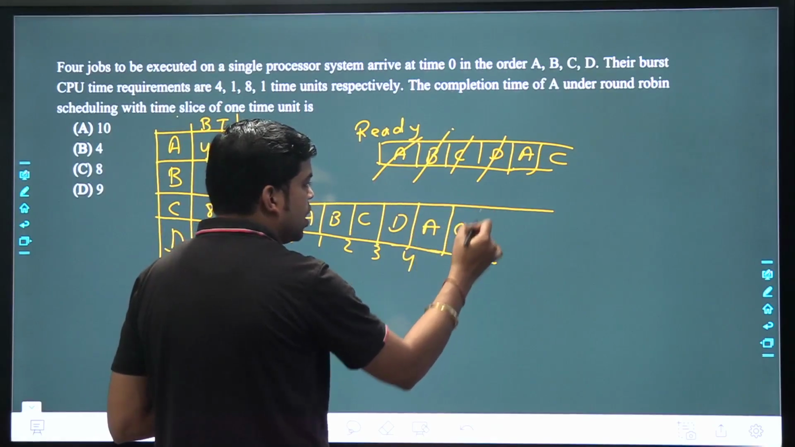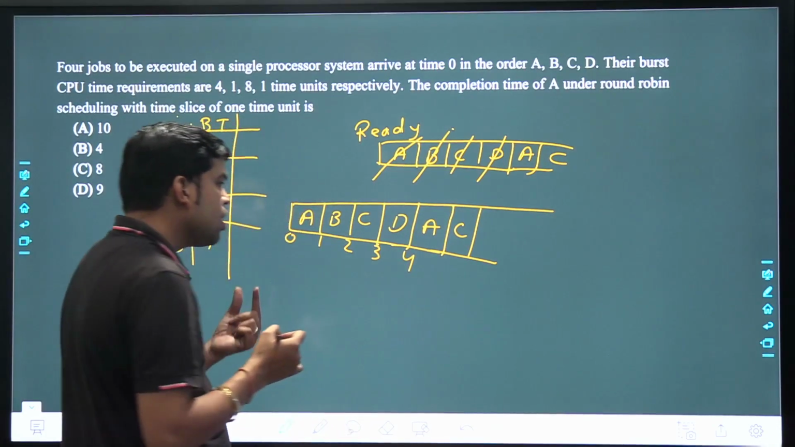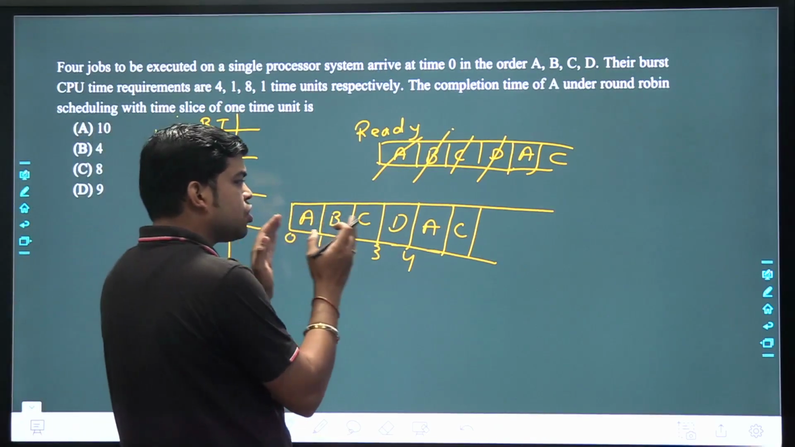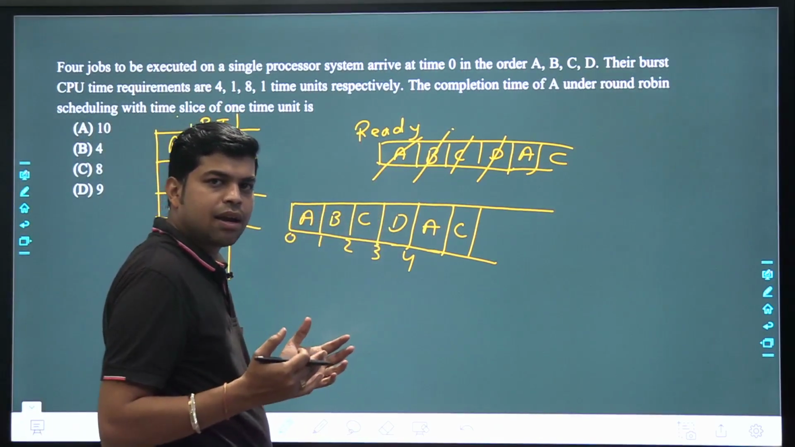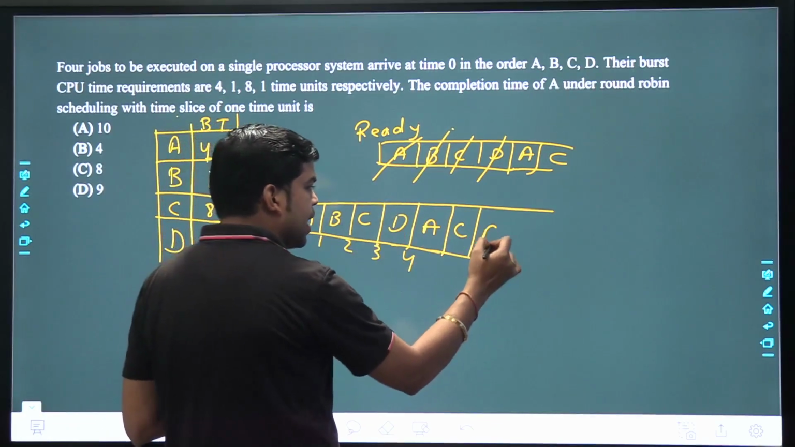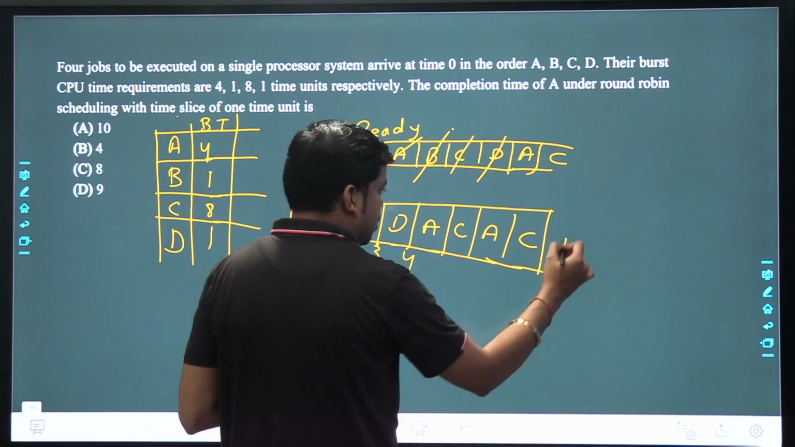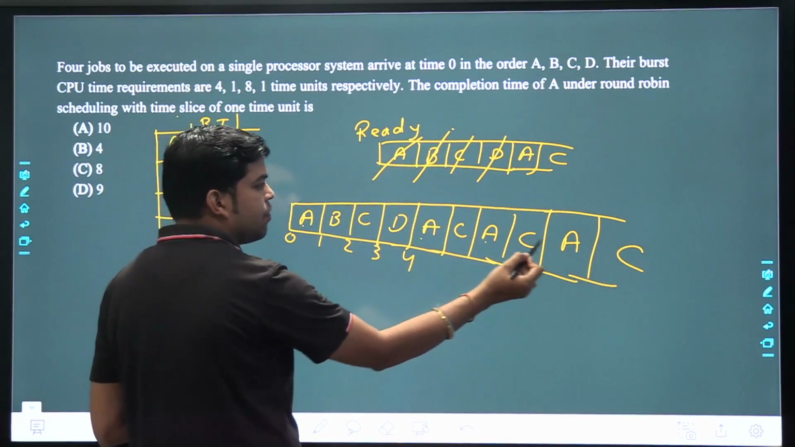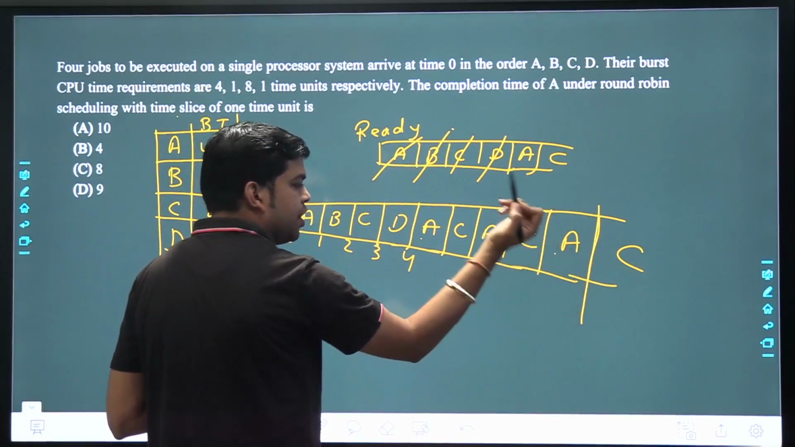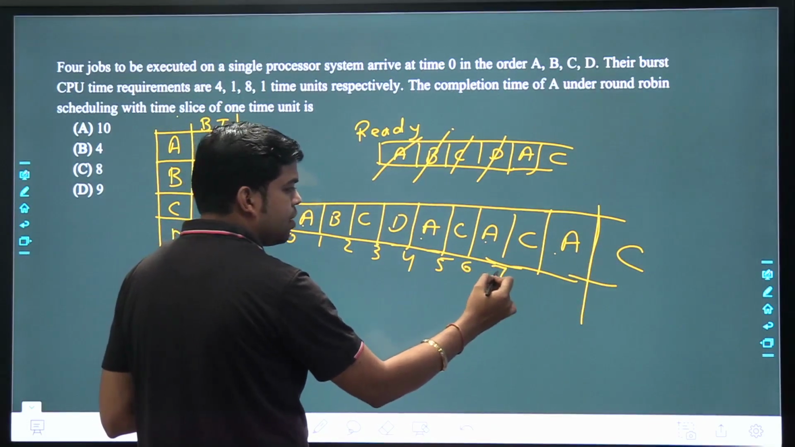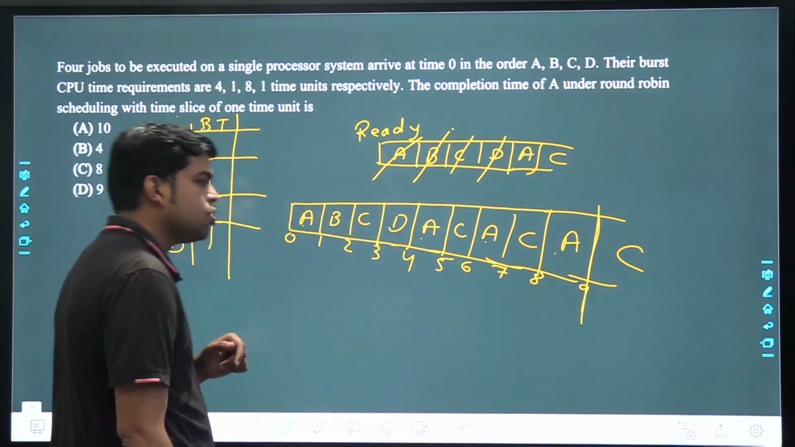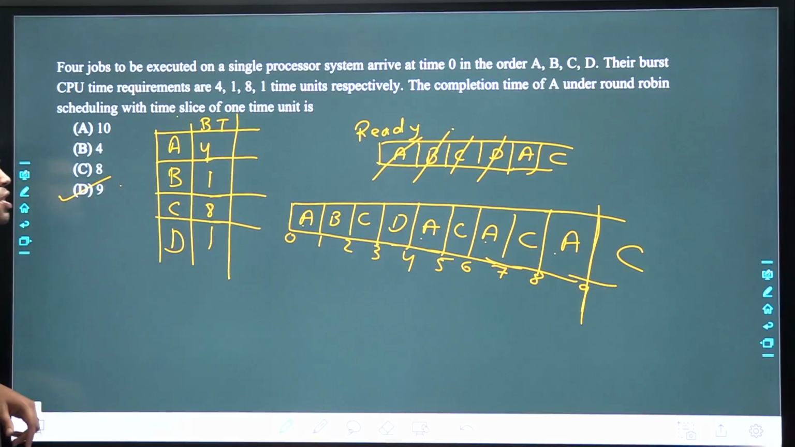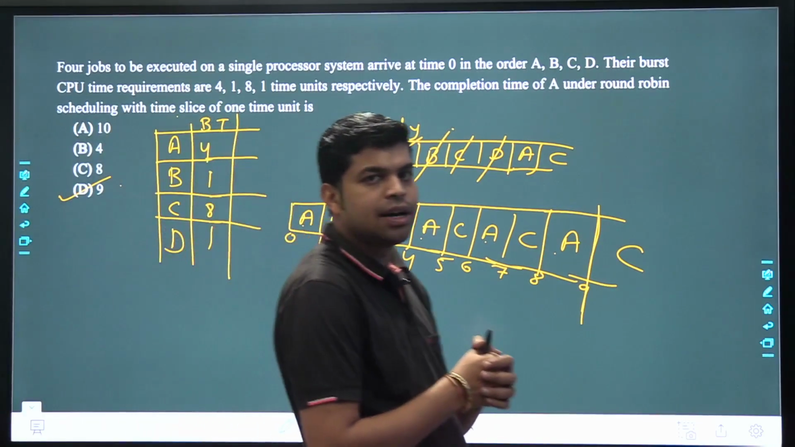Now we have only 2 processes, A and C. So we can execute alternately A and C, because A requires 4 and C requires 8. So when the 4 slots of A finish, we stop that also. So AC, again AC, again AC. Got it? So you can say 1, 2, 3 and 4. So here A will finish. So you just increase by 1 because the time slice is 1. So 4, 5, 6, 7, 8, 9. So at time 9 the process A will finish. Got it? That is a very easy question.